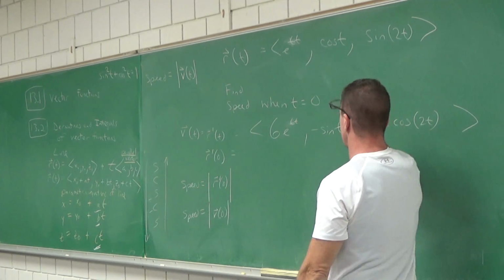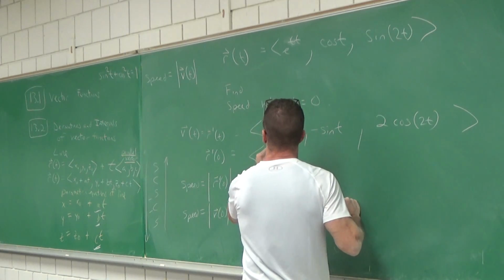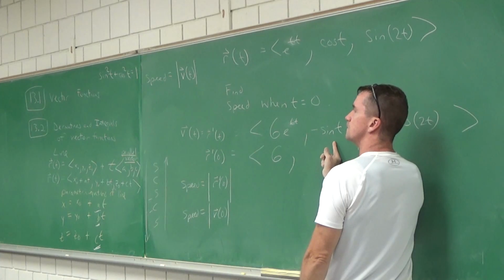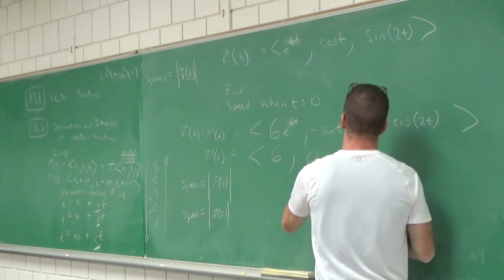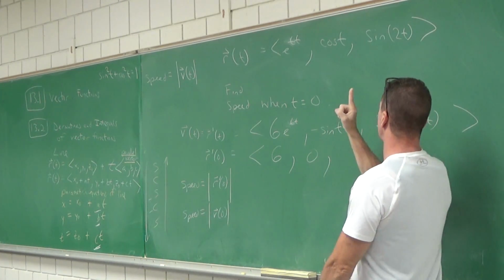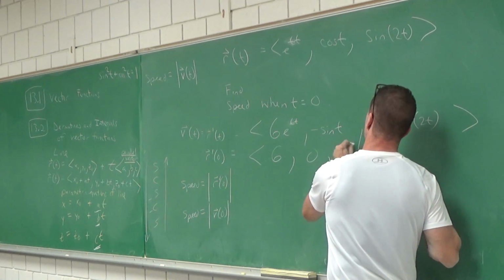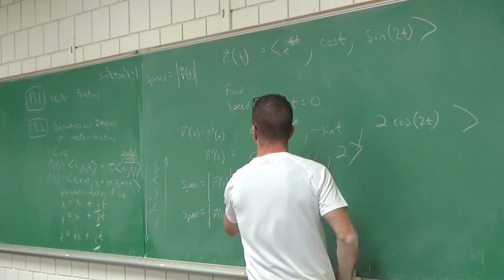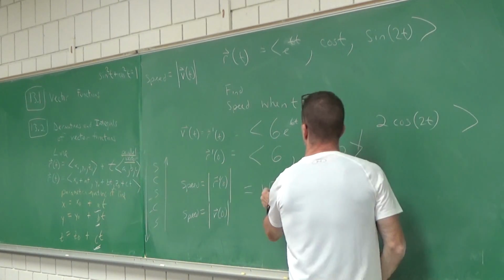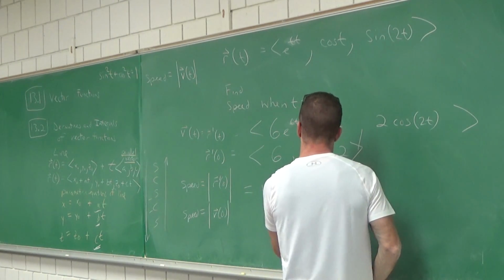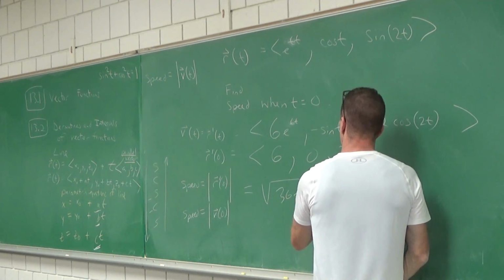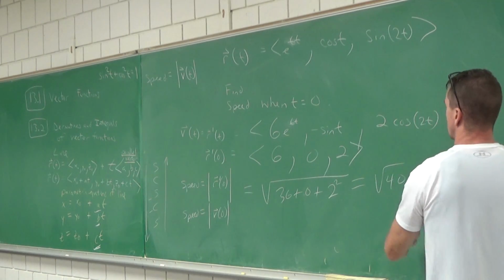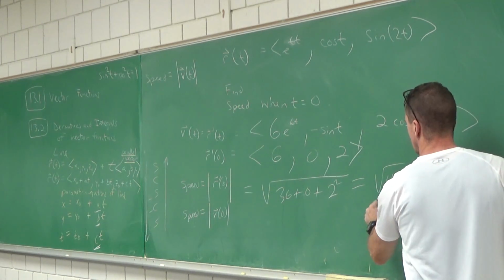Now what do we have to plug in here? 6 times e to 0. What's sine of 0? 0. Cosine of 0? 1. So what's that magnitude? What's the speed? Square root of 40. 2 squared is 4, and I get the square root of 40. Or if you want to simplify that radical, that's 2 square root of 10.